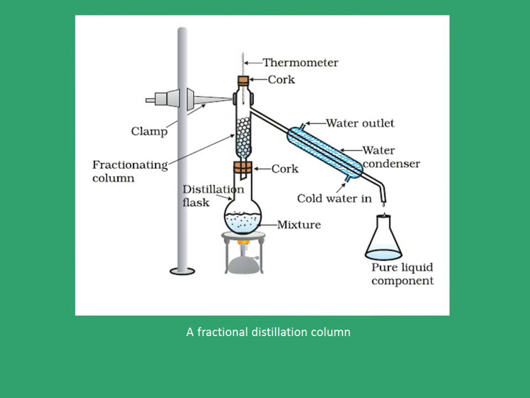The picture here shows a fractional distillation column. The difference between a fractional distillation column and a normal distillation column is that there is a fractionating column which is present before the condenser. The vapors pass through this fractionating column and get separated according to different boiling points of the components present in the mixture. Hence it can be used for more than two components present in the mixture.